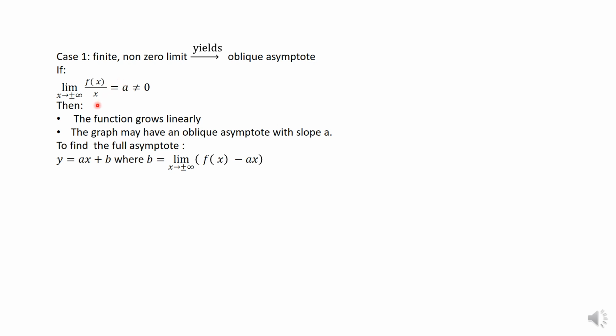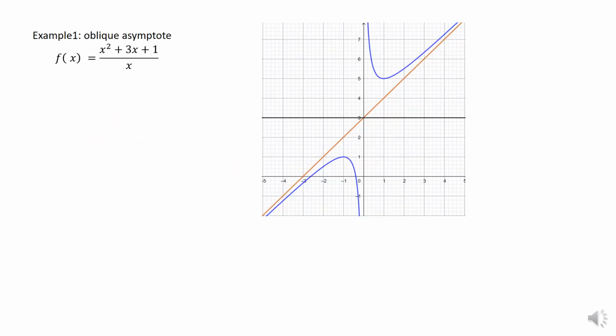This suggests that the function grows linearly. What do we mean by this? It has an oblique asymptote with slope a. Now to find the full asymptote, you find the limit of f of x minus ax. We will see this in a clear example. In this example, our main concern is to find the oblique asymptote, but before we start, let's write the domain of definition of this function.